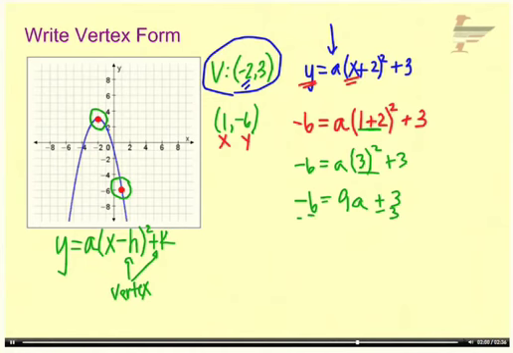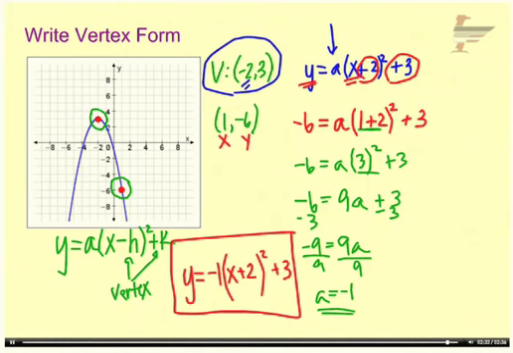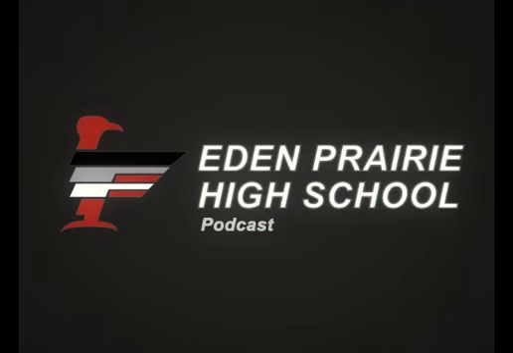We'll subtract 3 from both sides, so negative 9 equals 9a, and divide by the 9, so our a value is negative 1. Since we know the a value and we know the vertex, that's all we need in order to write vertex form. So our final answer will be y equals our a value, negative 1, or just negative. Either way, it doesn't matter. But then in parentheses, we already know from over here what that's going to look like. x plus 2 squared plus 3. And this is the equation for the parabola in the picture.